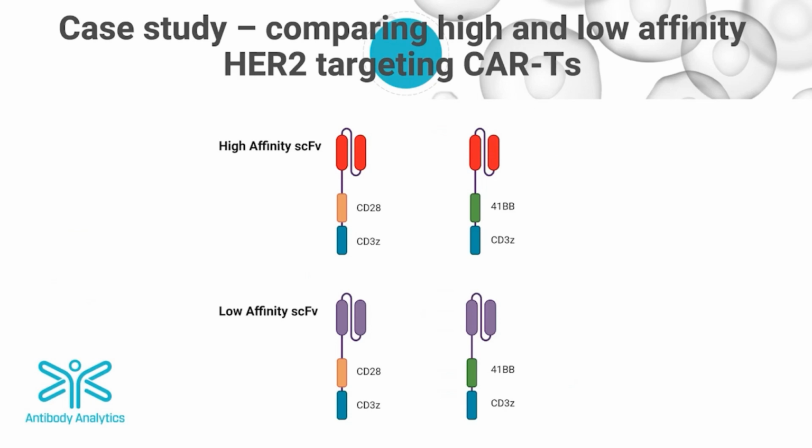So how can we use the IndEx-2 system to assess therapeutics? The first example I'd like to give you is the use of the system in comparing high and low affinity HER2 targeting CAR-Ts. So in this experiment, we had 4 different HER2 targeting CAR-T constructs, 2 high affinity CAR-T designs, one with CD28 as the co-stimulatory domain and one with 4-1BB. And then we also had 2 low affinity CAR-Ts, again with a CD28 and a 4-1BB co-stimulatory domain.